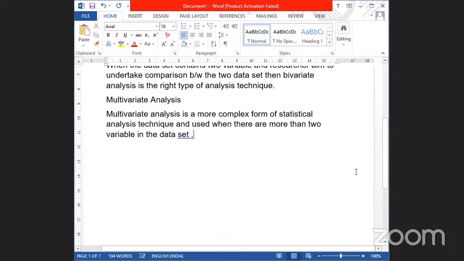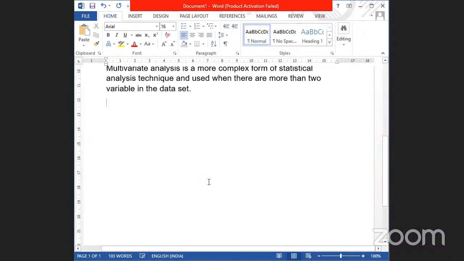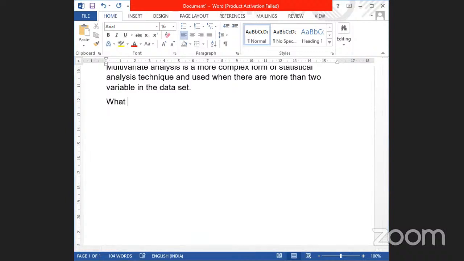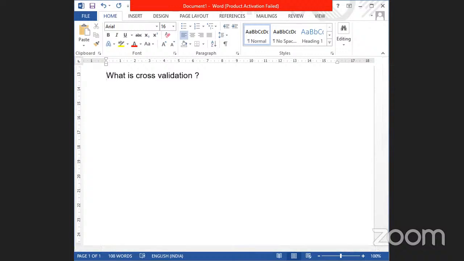Okay, this is quite a basic question. Our next question will be a little bit tough for you maybe, but it is so important. What is cross validation? We will go deep also. Types of cross validation.